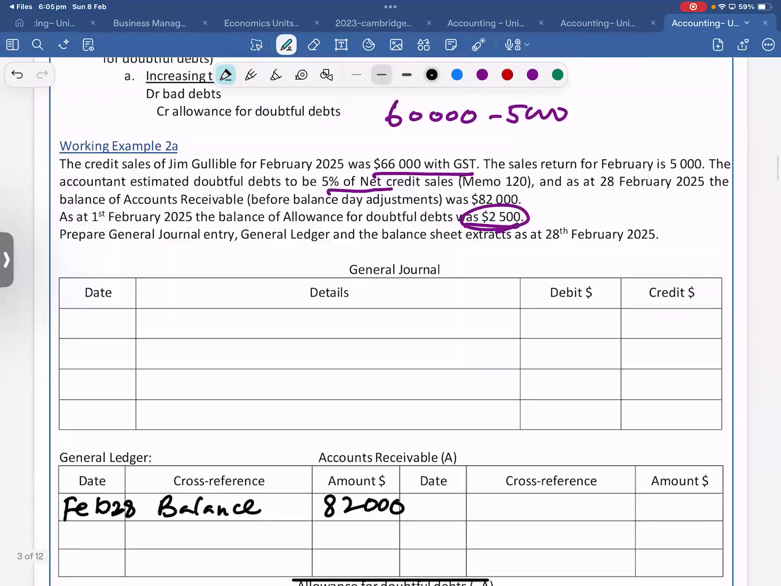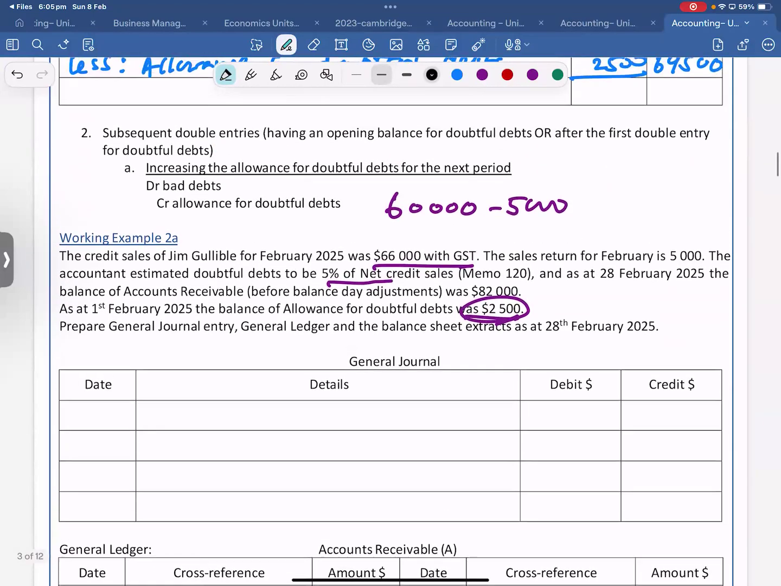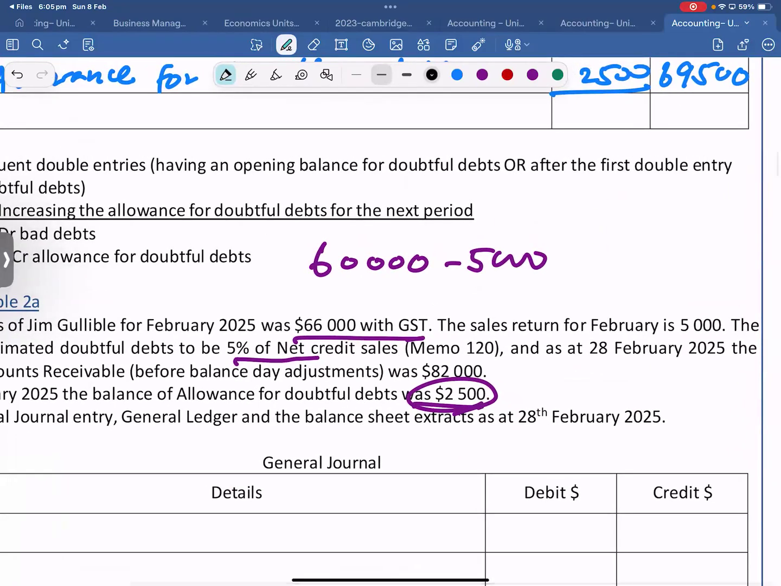Okay, guys. Now, what is our net credit sales? Our credit sales is 60,000. Sales return is 5,000. So net credit sales is how much? Sorry, 55,000. Earlier, how much was the net credit sales? 50,000. Yes.